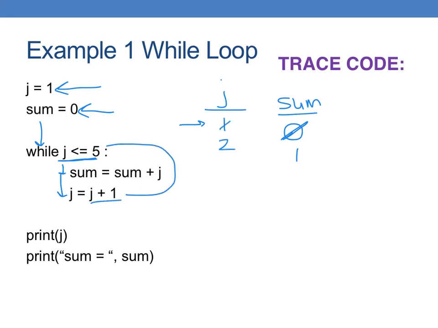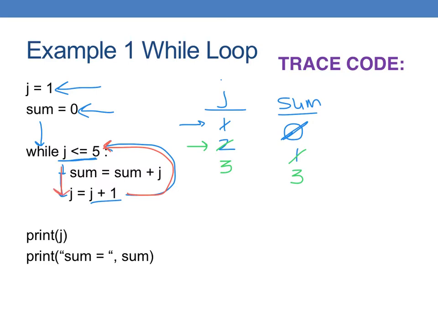And then I pop back up and I recheck my condition. This time around, I notice that j is 2. Well, 2 is less than or equal to 5, still true. As a result, I take my sum and I add j to it. So 1 plus 2 is 3. And then j plus 1 is 3 as well. Then I go through again and I say, okay, third time around, j is now 3. 3 is less than or equal to 5. That is still true, so the code runs again.